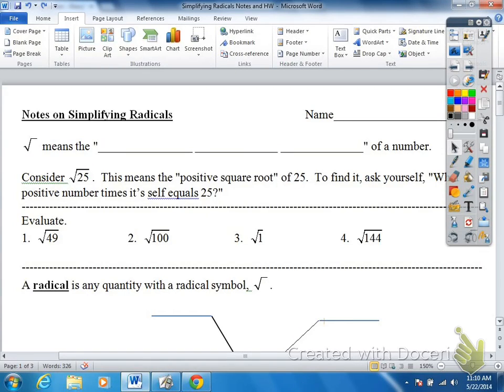Alright guys, today's lesson is on simplifying radical expressions. What you should have in front of you at this point is your notes on simplifying radicals guided notes packet that you're going to use as you follow through this lesson today.